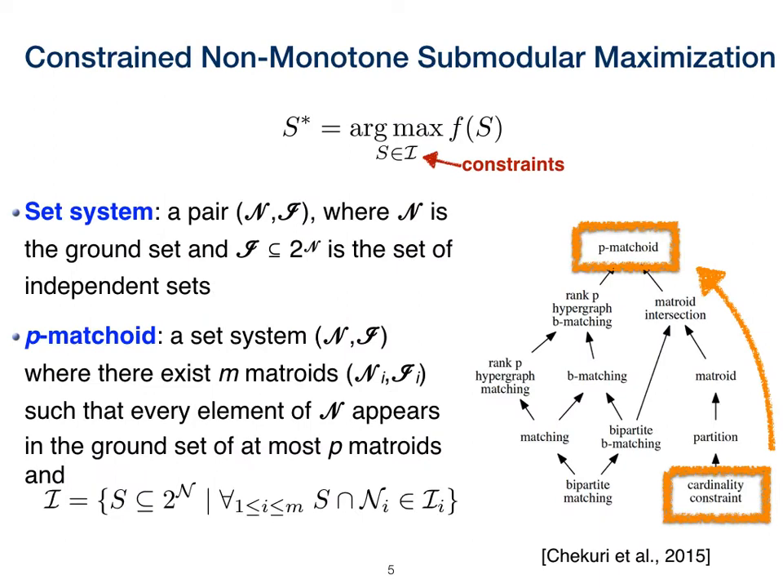In this paper, we introduce a new randomized streaming algorithm for maximizing a submodular function subject to a p-matchoid constraint. A set system (N, I) is a p-matchoid, for some positive integer p, if there exist m matroids such that every element of N appears in the ground set of at most p out of these matroids. It is important to note that p-matchoid is a very general constraint, which includes, in particular, cardinality and matroid constraints.